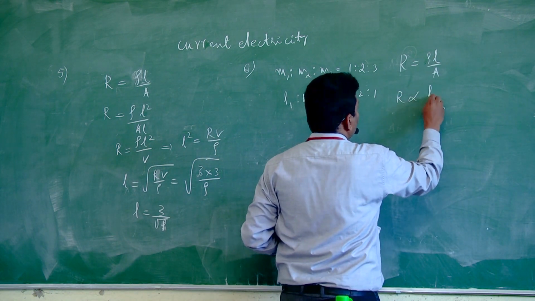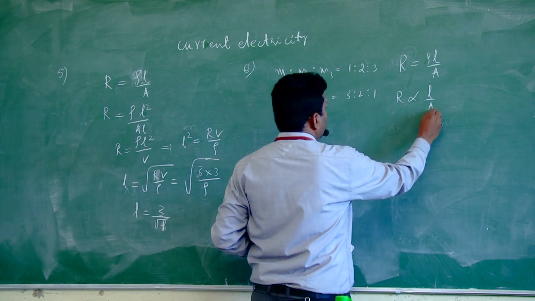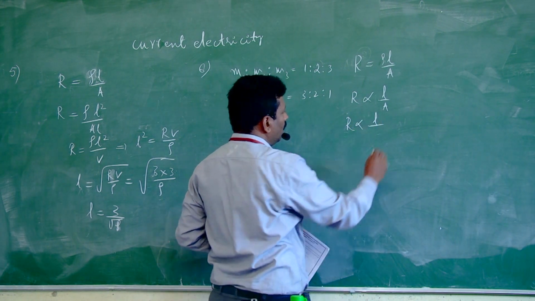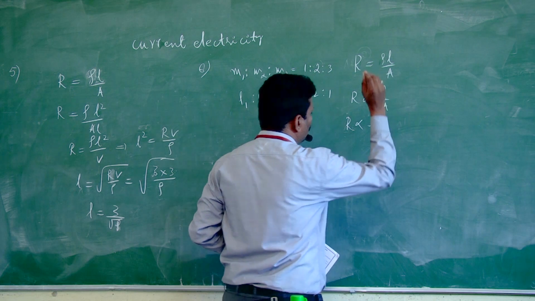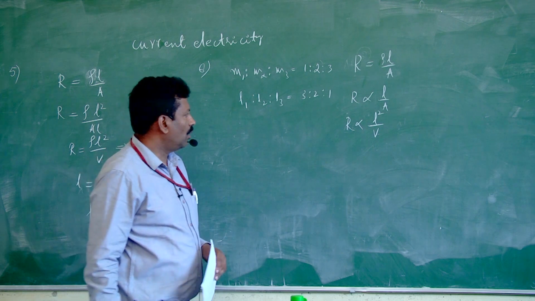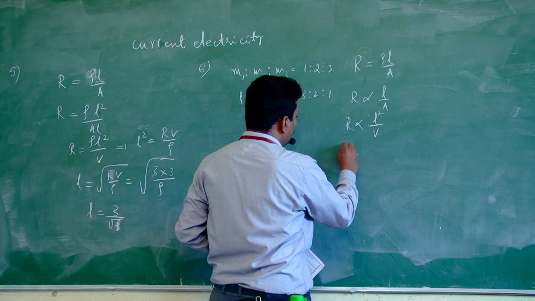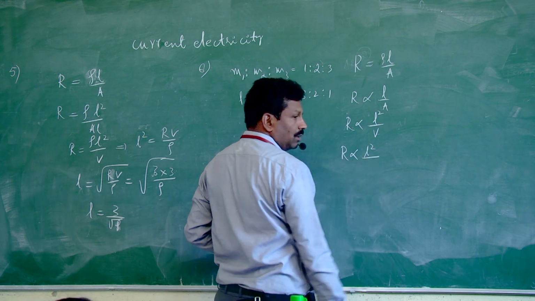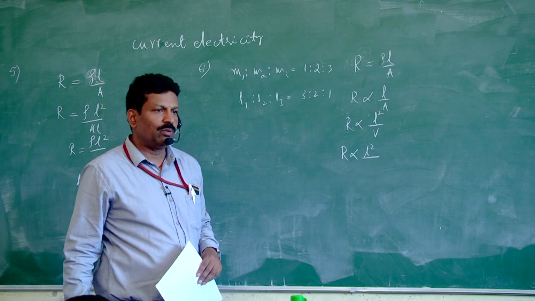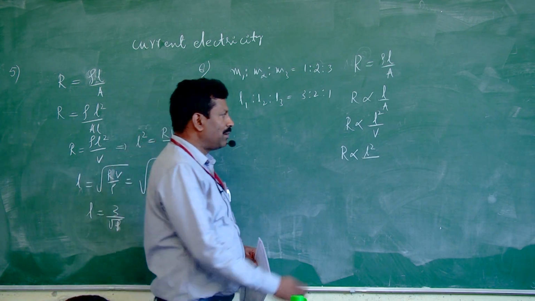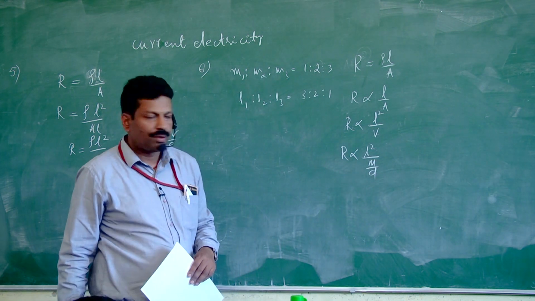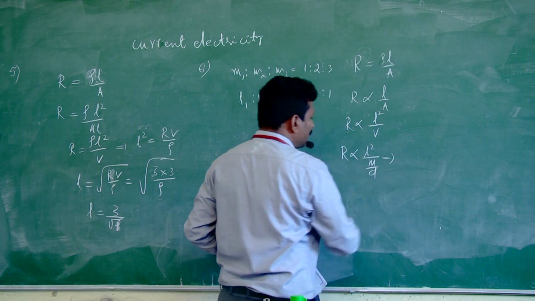Therefore, R is proportional to L by A, right? But here they are given in terms of mass and length. So write this as L squared by volume, since A into L is V. No confusion? R is proportional to L squared by V. But they are given masses. Density is mass per unit volume. They have given mass, so therefore volume is mass per density. But density is of same material.